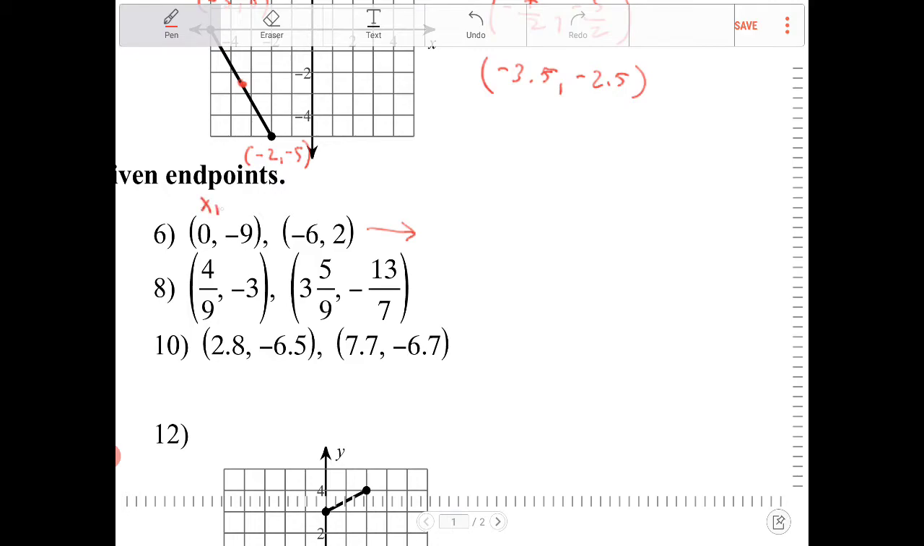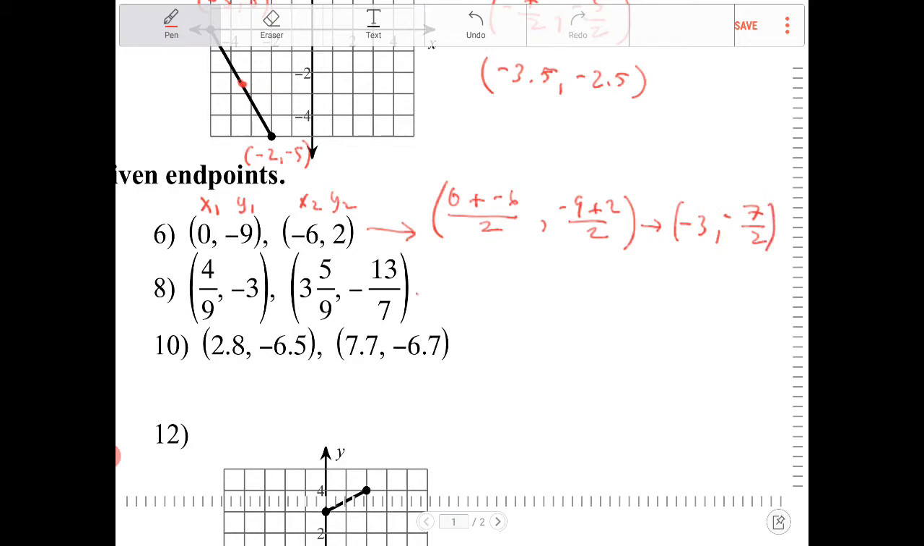If this is x1, y1, x2, y2, I apply the midpoint formula and I end up with 0 plus -6 over 2, -9 plus 2 over 2. And what is that? This is equivalent to -3, -7/2.